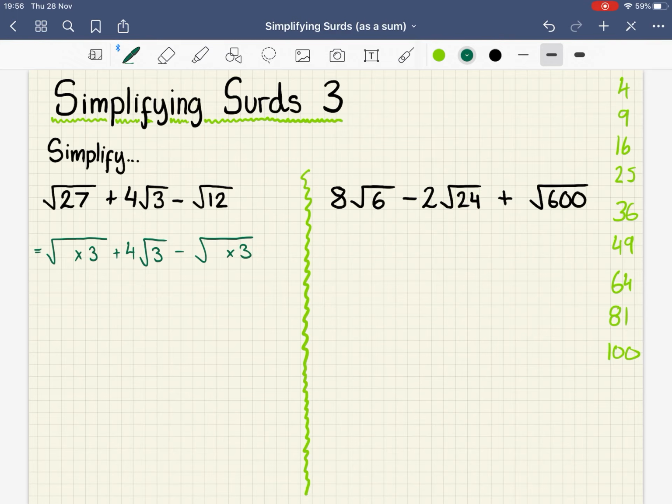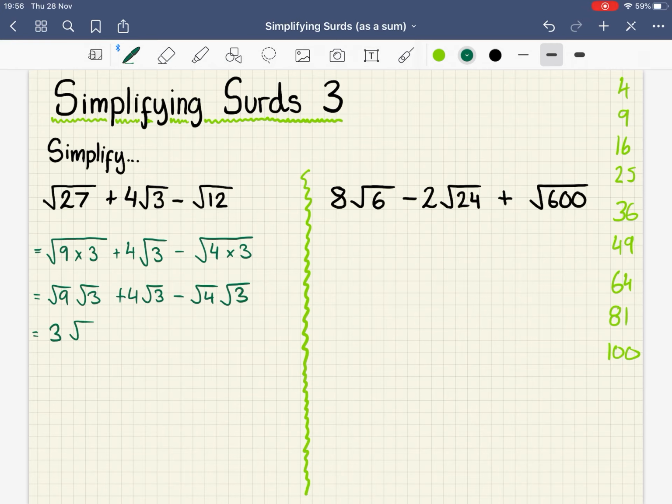And so I look at my root 27. And 3 times 9 would give me that 27. And 9, as we can see, is in my list. And then 12, well, if I do 4 times 3, that will give me 12. And again, look at my list, 4 is in my list. So that will just be root 9, root 3, plus 4, root 3, take away root 4, root 3.